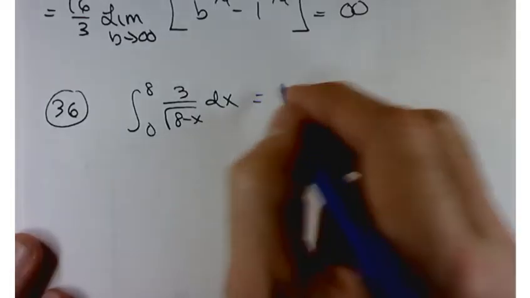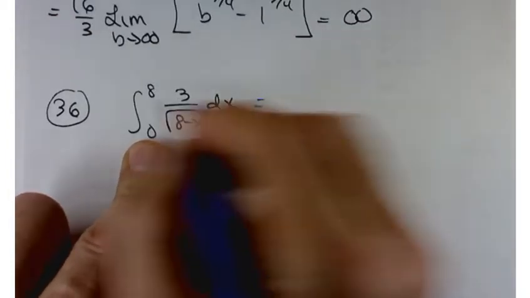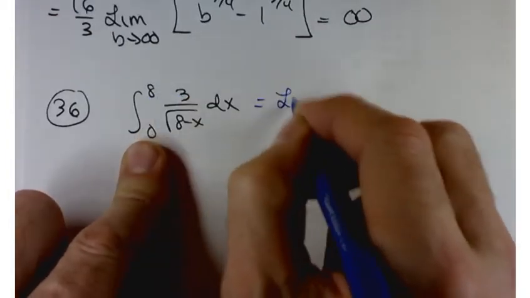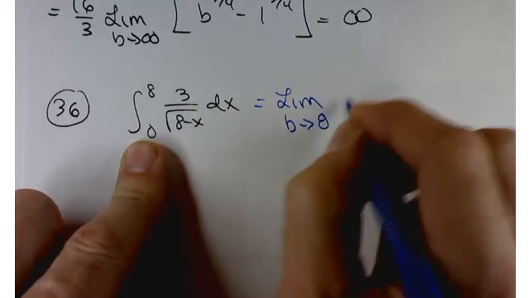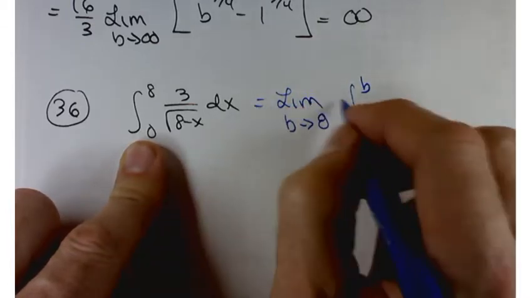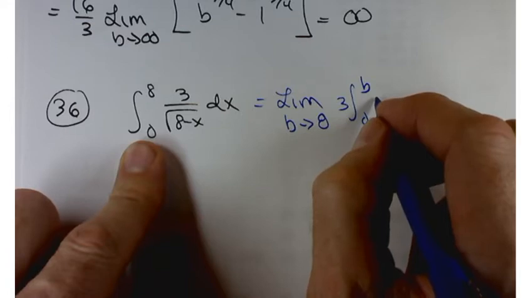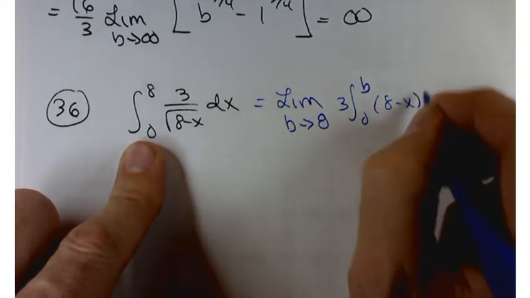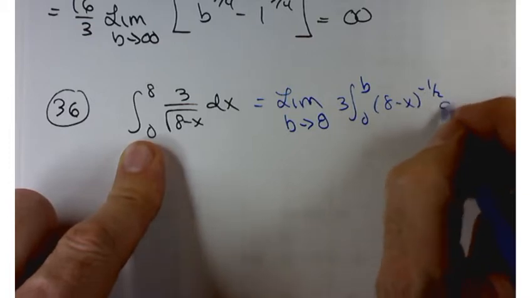We'll rewrite this. Now in this case, 0 is fine. Nothing wrong with 0. Our problem is at 8. So this will be the limit as b approaches 8 of the integral from 0 to b. I'll take the 3 out, and then I'll take it out in front even further next. That'll be 8 minus x to the negative 1/2 dx.